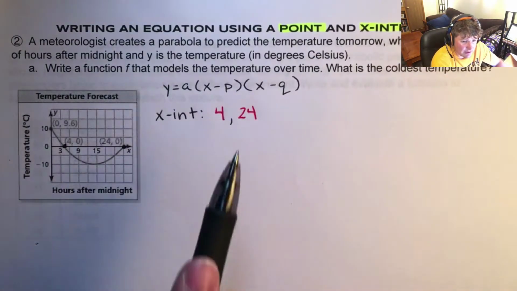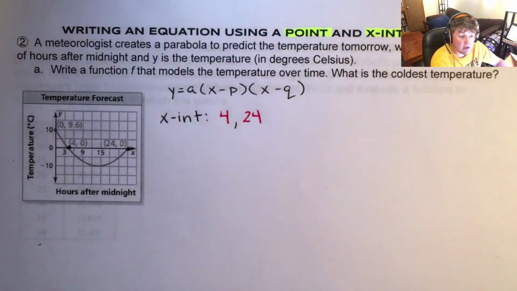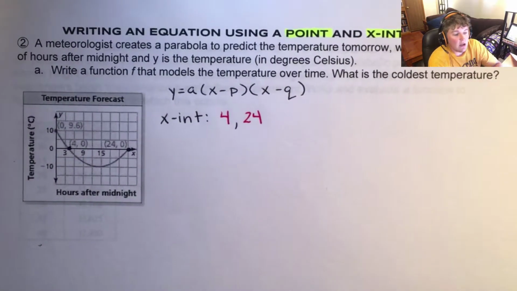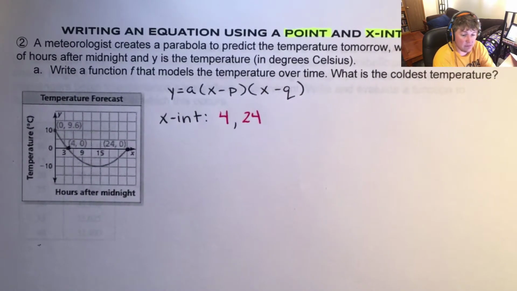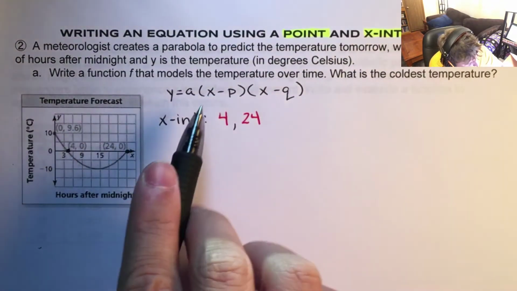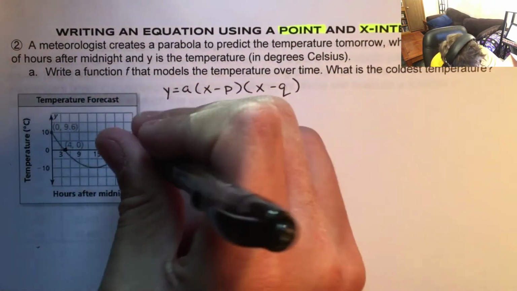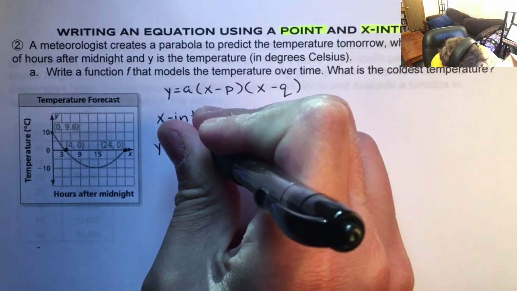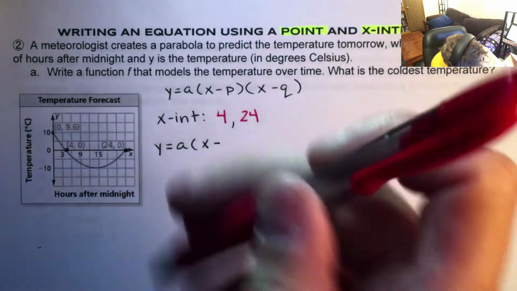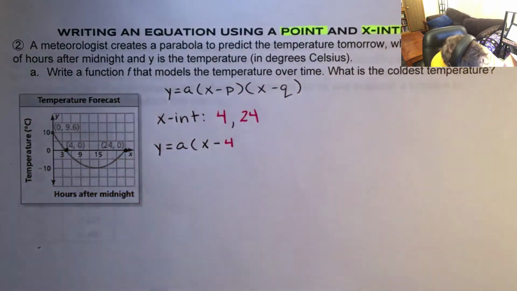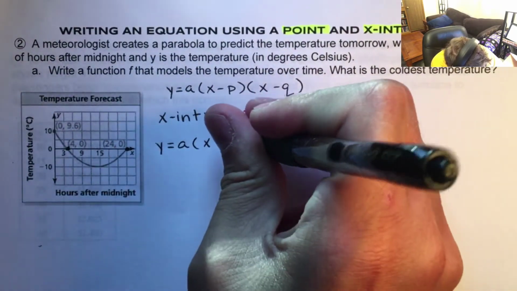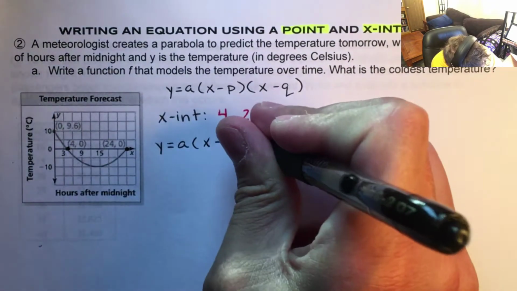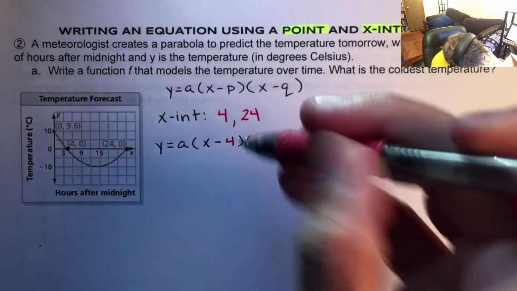Next, all I have to do is plug those in. Here, P and Q are totally interchangeable. You can have P be 4 or P be 24 here. Doesn't matter. I'm just going to go as it's written. Y is equal to A times x minus 4, and then times x minus 24.